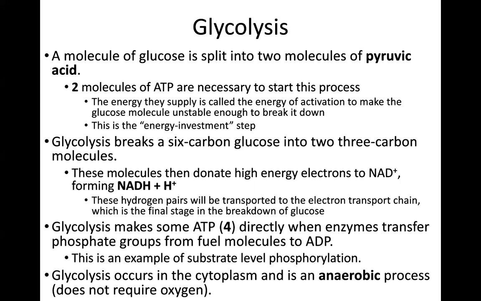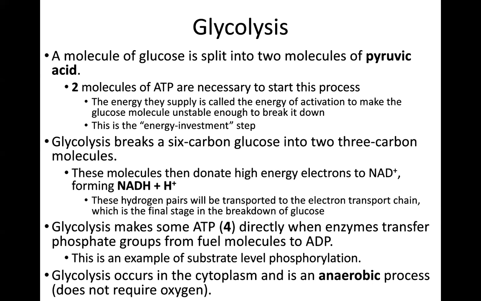Okay. Now, in order to split that glucose into those 2 molecules, it actually requires a little bit of energy. Okay, a couple molecules of ATP are necessary to start this process, which is why we call this step the energy investment step. Okay, and this energy that's required is the energy of activation, which makes the glucose molecule unstable enough to break it down.